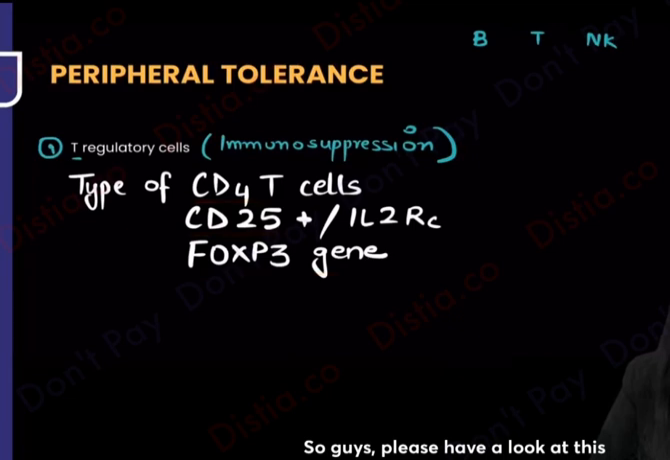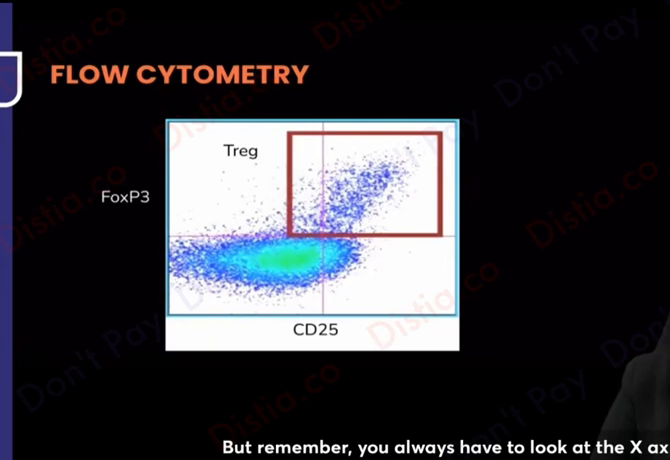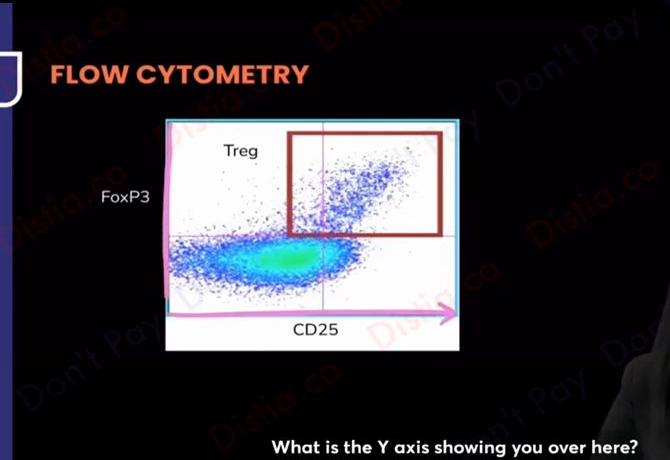So guys, please have a look at this particular flow cytometry chart. Many of you might have gone through flow cytometry in Himayat. Many of you might be having it pending. But remember, you always have to look at the x-axis. X-axis over here is showing you what? The x-axis is showing you CD25. What is the y-axis showing you over here? The y-axis is showing you FOXP3.